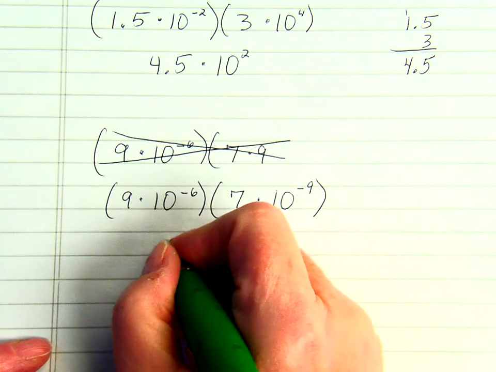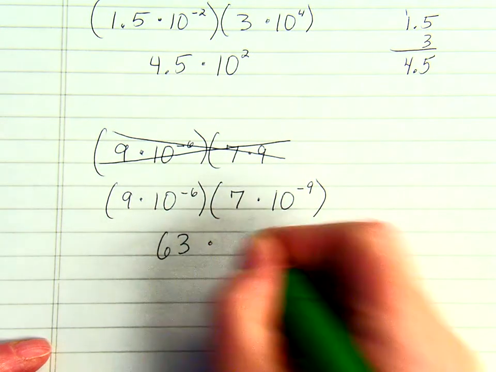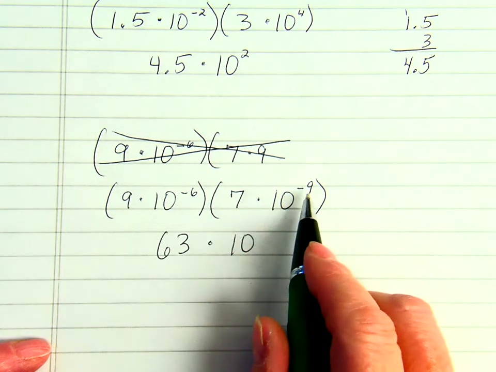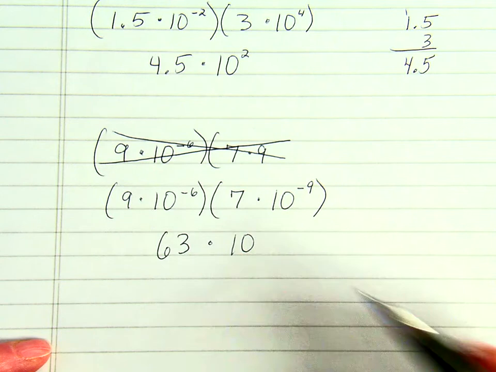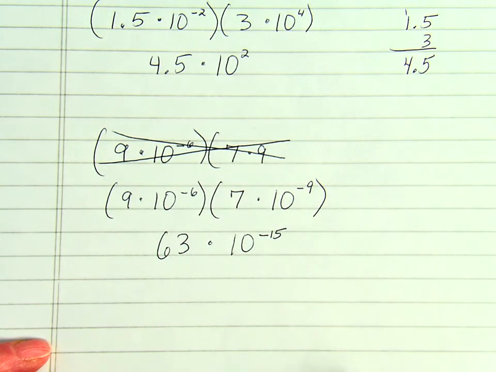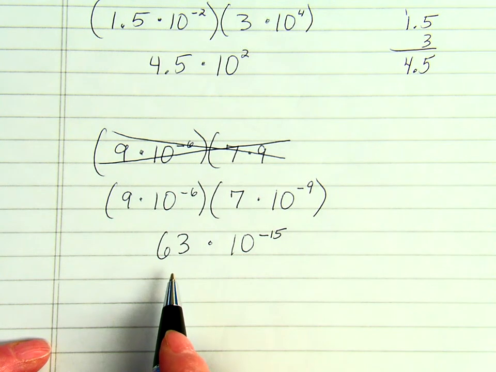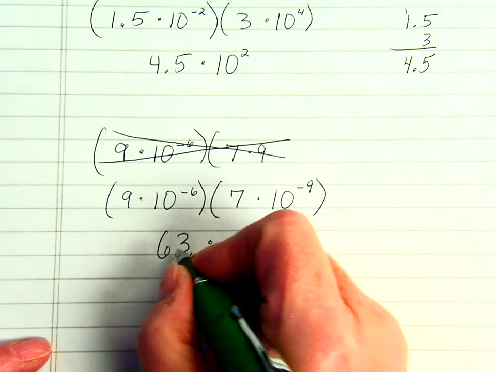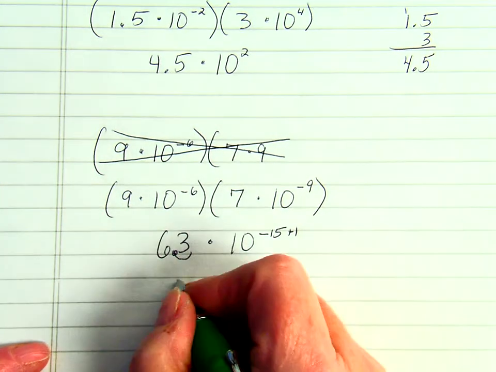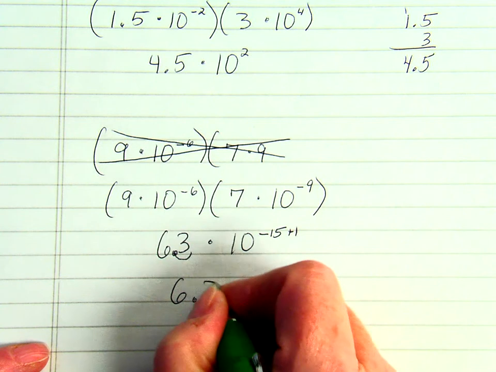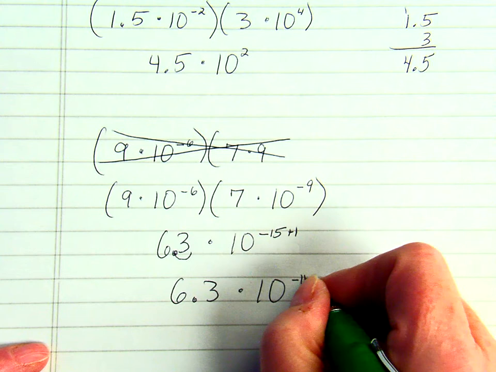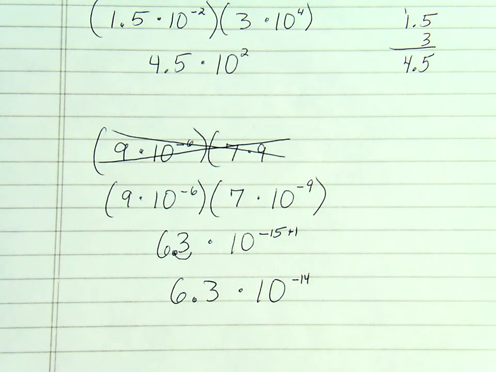Okay, 9 times 7 is, of course, as we all know, 63 times, now I've got 10, I've got negative 6 plus negative 9, so now I've got negative 15. Okay, I am not in scientific notation. I need to put it into scientific notation. Means I have to add 1 here. So my answer is going to be 6.3 times 10 to the negative 14 power.